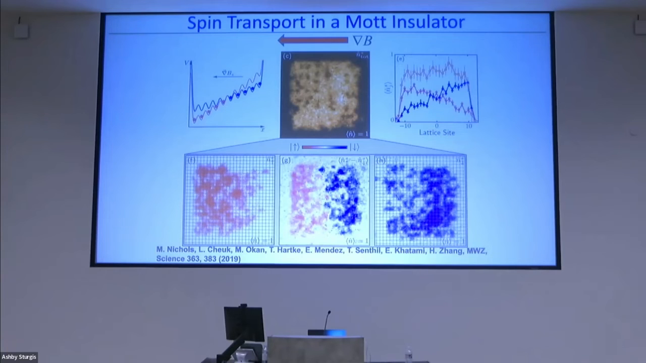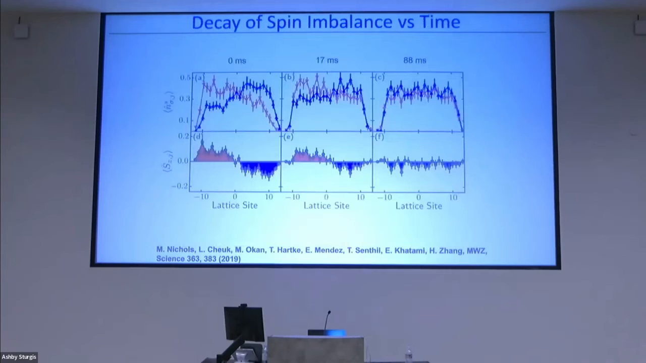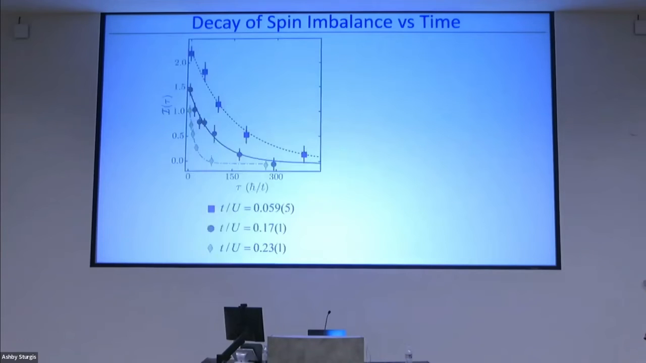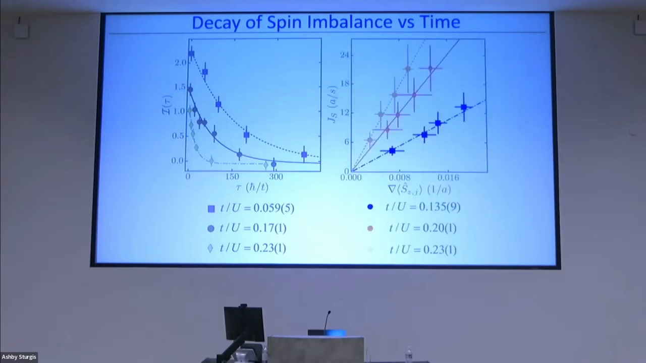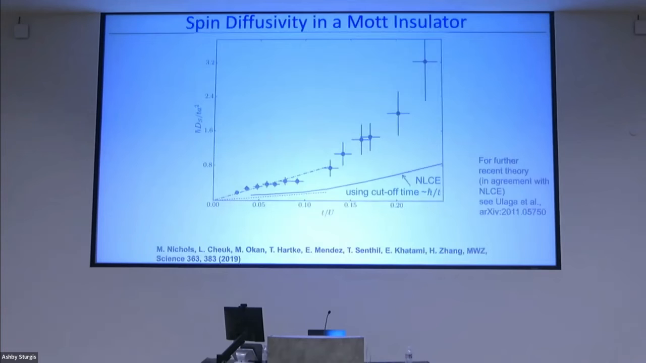So we can, for example, imprint this imbalance by just waiting for this to happen, and then switch off the gradient and quickly the spin density relaxes. And from the time scale, we obtain directly the spin current running through the system. And these are for various interaction strengths, and we make a plot of the spin diffusivity versus the interaction strength.